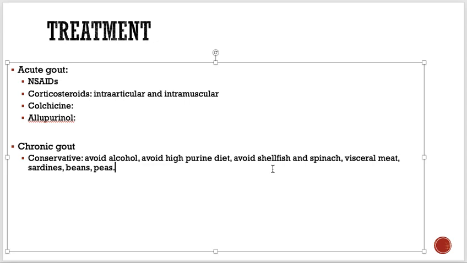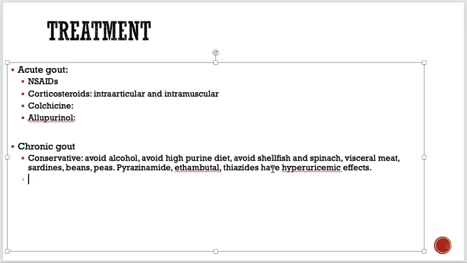These are all high in purine content, and so are some of the drugs which have a hyperuricemic effect. For example, pyrazinamide or ethambutol, which are ATTs, or anti-tuberculosis drugs. Thiazides also have a hyperuricemic effect. So of course, avoid them. This is the advice we give them for chronic gout.